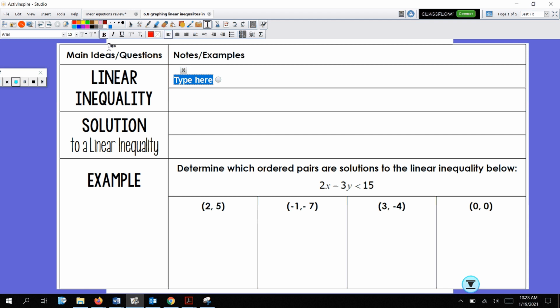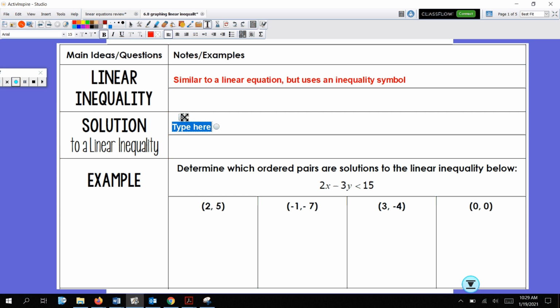It is similar to a linear equation, but it uses an inequality symbol instead of an equal sign, okay? So we're not using the equal sign, we'll be using inequalities. You should be familiar with that. Okay, so that's that.